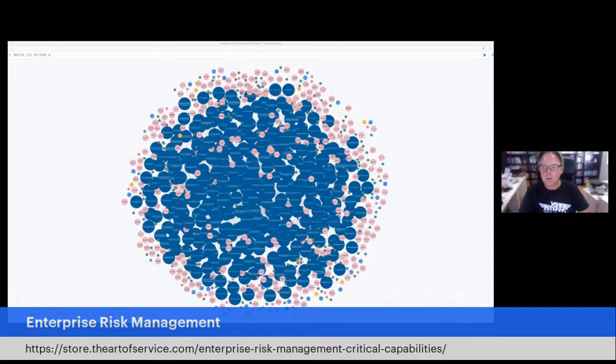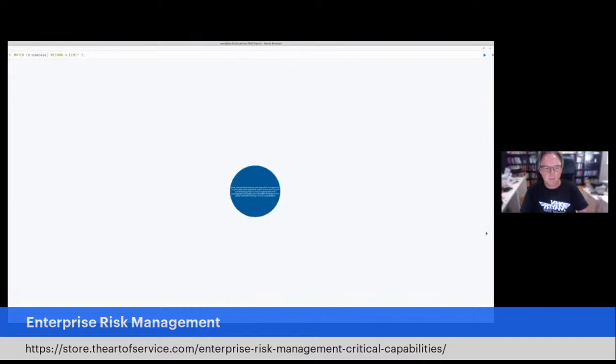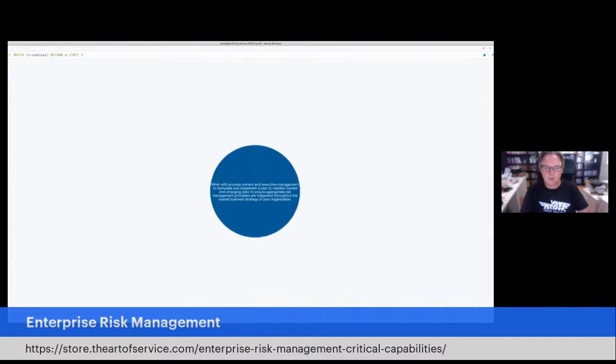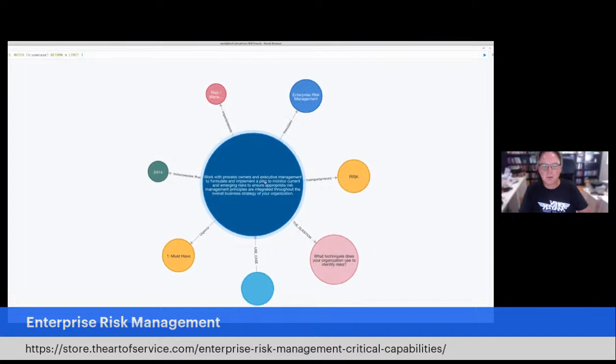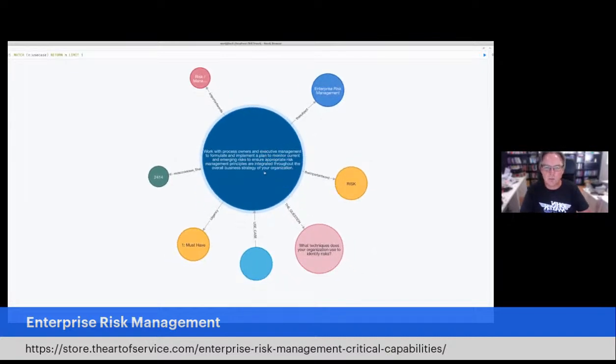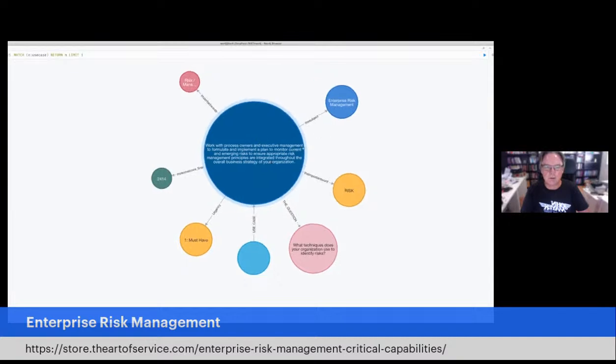Now let's start with what's the highest prioritized, because I told you that they've all been prioritized. 2,300. Let's start with the highest priority. If you need to have something in place for enterprise risk management, make sure you do this. Work with process owners and executive management to formulate and implement a plan to monitor current and emerging risks to ensure appropriate risk management principles are integrated throughout the overall business strategy of your organization.